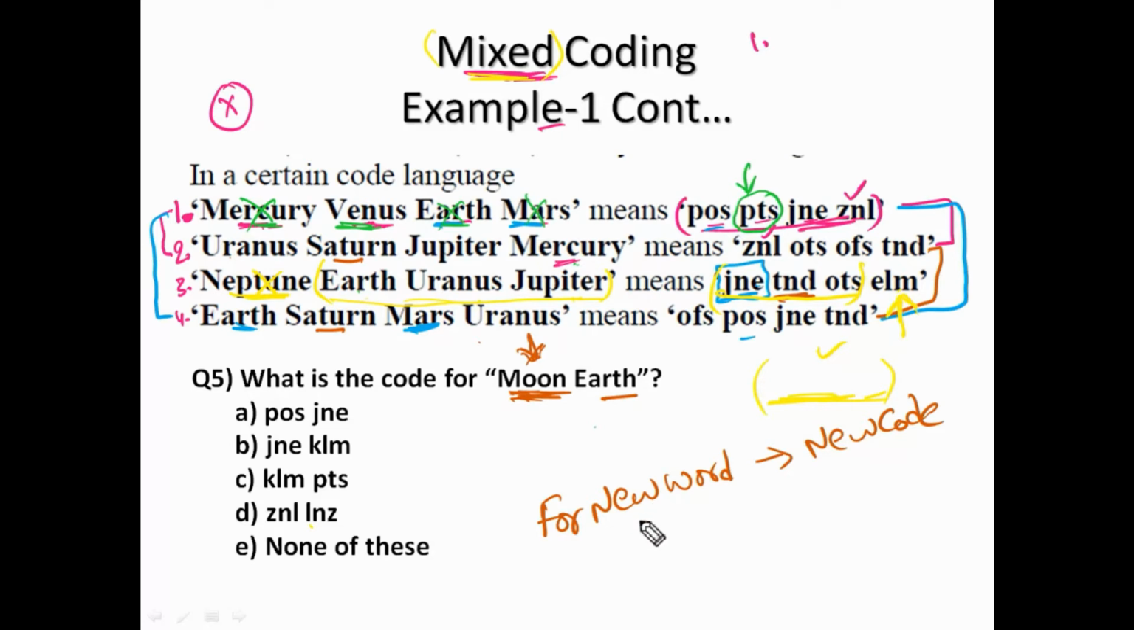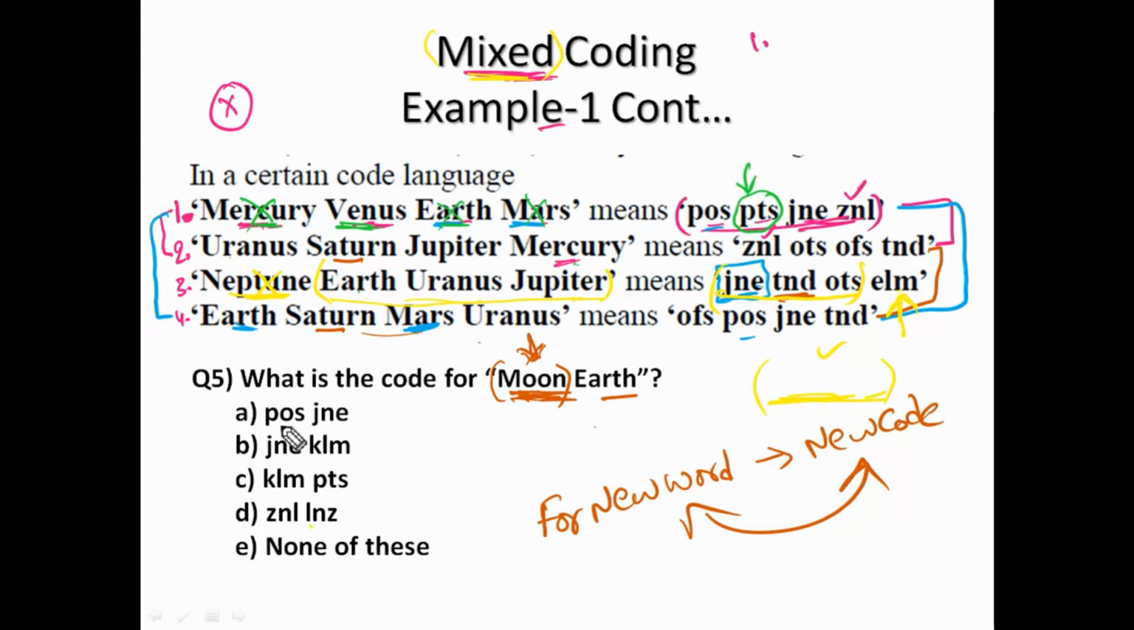Sometimes it can be in the reverse order also. If any new code is given in the question, we have to search for a new word in the given options. Okay, so if any new word is given, we have to search for a new code. So this is a new word which is not there in the given set of words, so we have to search for a new code which is not there in the given set of codes.